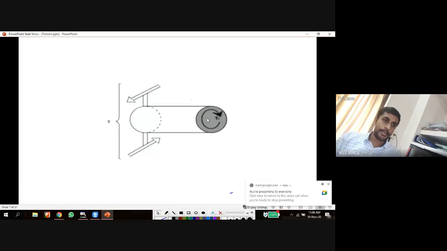Okay. So across this cross section, a shear stress is developed, or a shear force is developed. This is very important. A member subjected to torsion, in every cross section, shear force is developed. Not any type of normal stress is developed across the cross section. Only shear force is the reason for the failure of the component due to torsion.